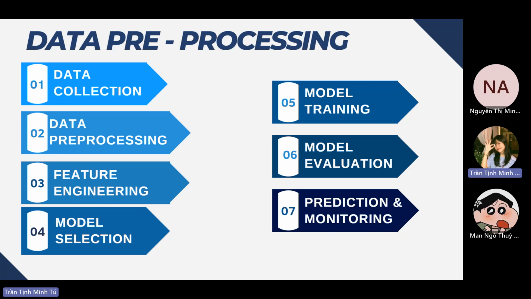The important thing in model training: after splitting the data into training and validation sets, train the selected model using that training data, adjusting model parameters to minimize the difference between predicted and actual sales.